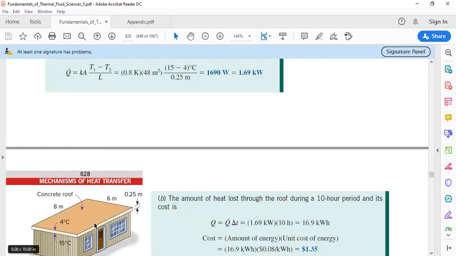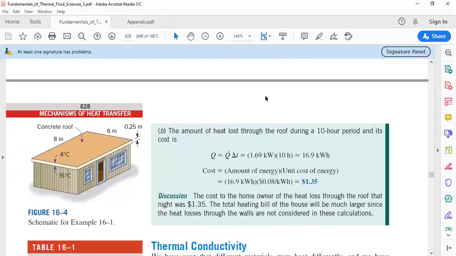In the heat transfer course, we will limit ourselves to the case of one spatial dimension heat transfer. So we neglect the heat transfer in the other dimensions, which are along the length and the width of the roof. So the heat rate is simply 1690 watts, which is equivalent to 1.69 kilowatts.